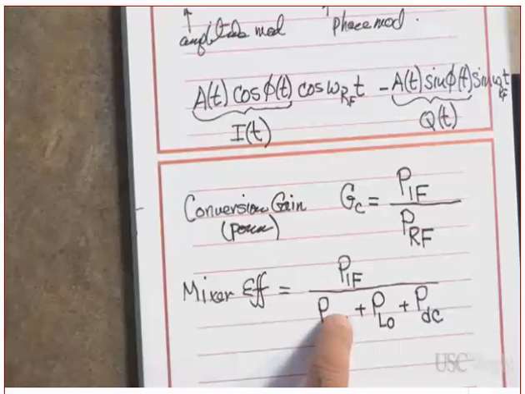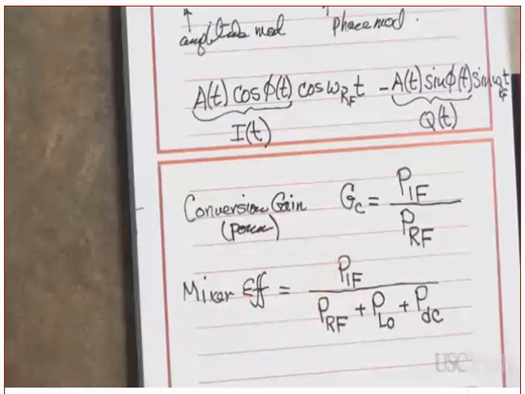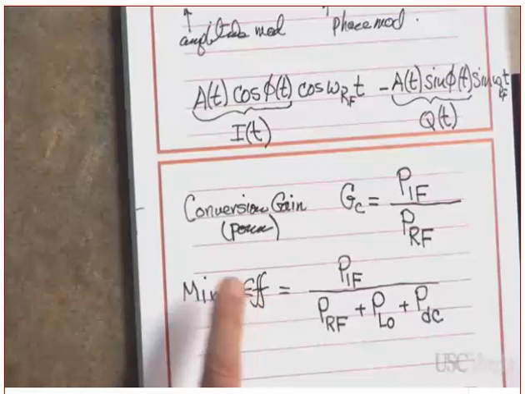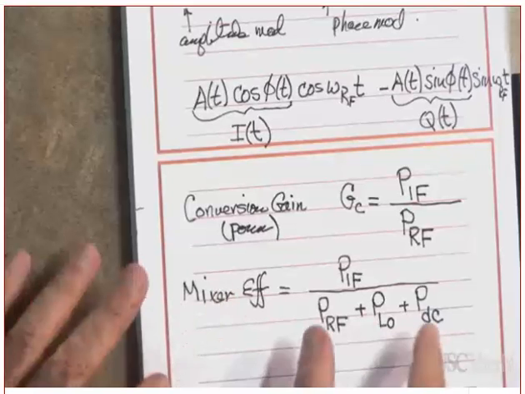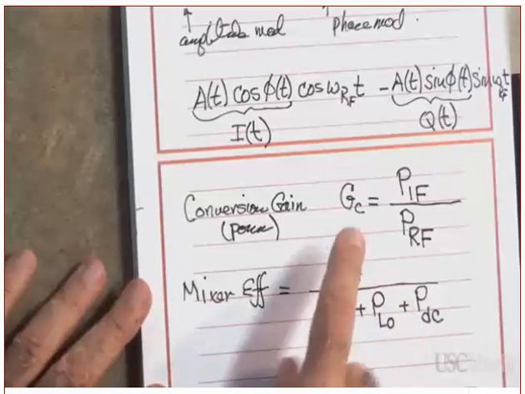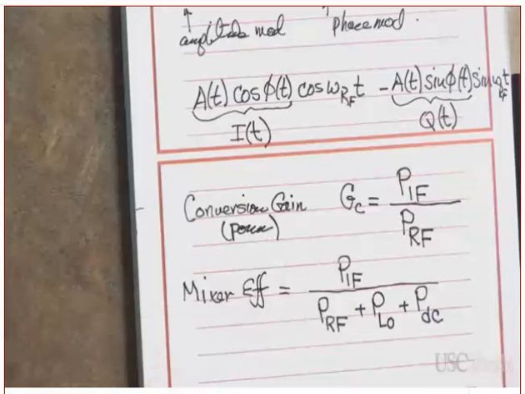All of them are in the denominator, and the numerator is PIF. The higher the efficiency, what does it mean? It means that some of these powers are converted nicely to a higher power. Which means there's not a lot of dissipation in the mixer itself. Clear? Okay, good.